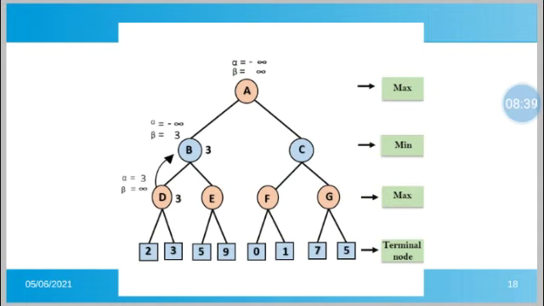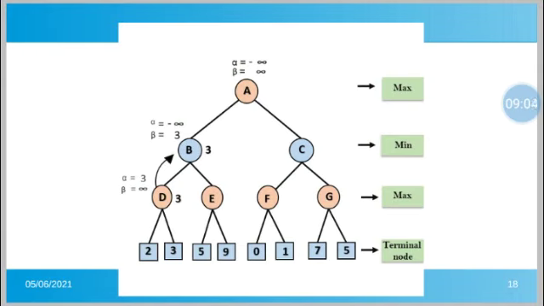Now at D, the maximum value 3 is chosen. Now at B, there is a minimizer, right? So the minimizer, that is beta, will choose the minimum between D and E, because if he chooses the maximum value between D and E, more points will go to the maximizer. So the minimizer will choose the minimum value so that the minimum points will go to the max.